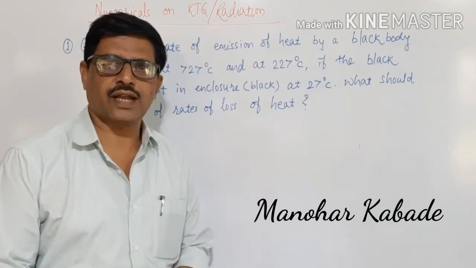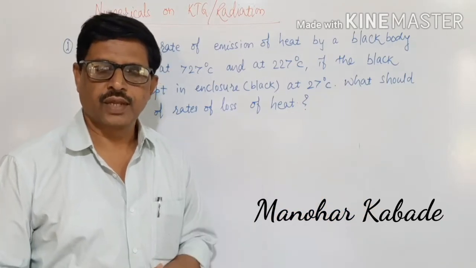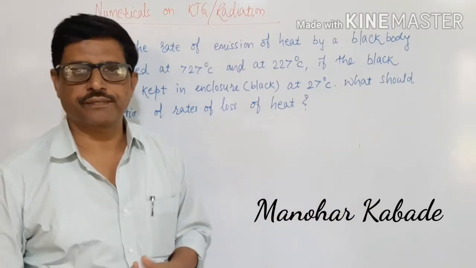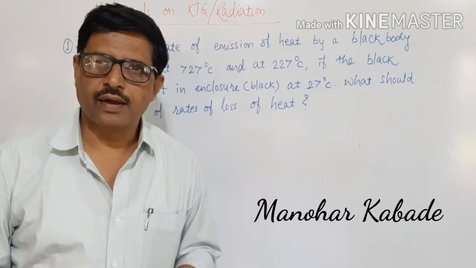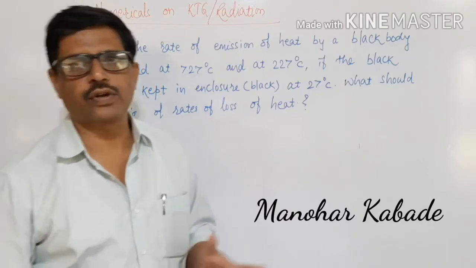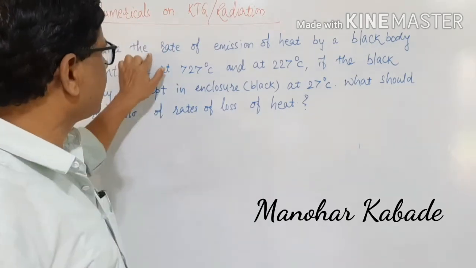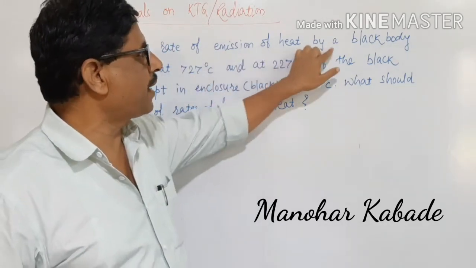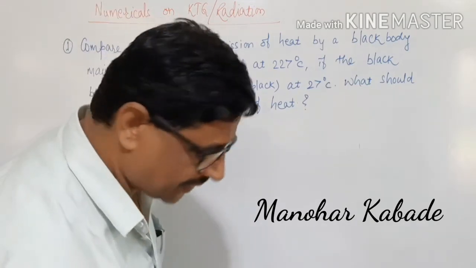In this video lecture again we are going to solve a few numericals based on the concepts of radiation, and the first one is on the board. At first we will read this and then go for the solution. Compare the rate of emission of heat by a black body maintained at 727 degrees centigrade.